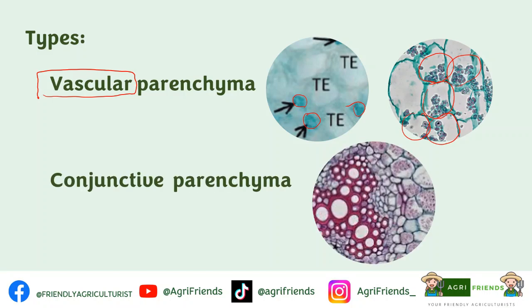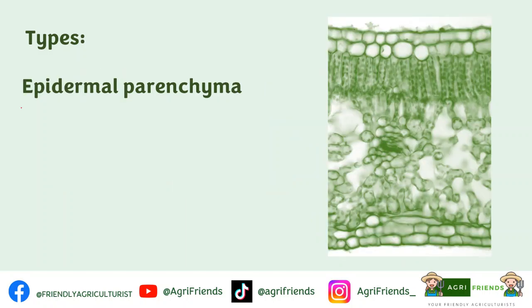Another type is the conjunctive parenchyma. These are found in the root system. And their function is, of course, to absorb water and minerals from the soil. Epidermal parenchyma are found in the epidermis of the leaves of some gymnosperms. But for illustration purposes, this can be seen just below the cuticle.